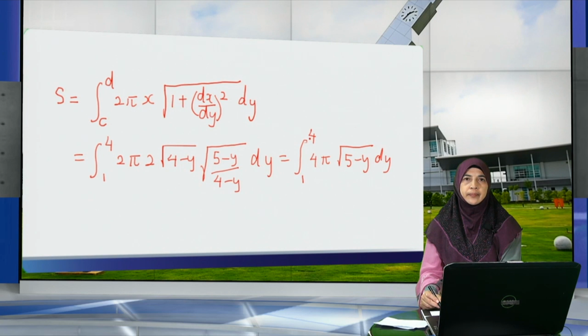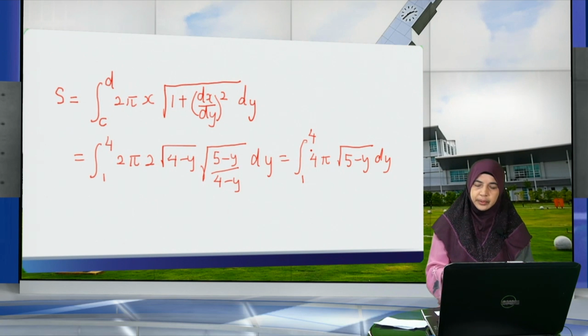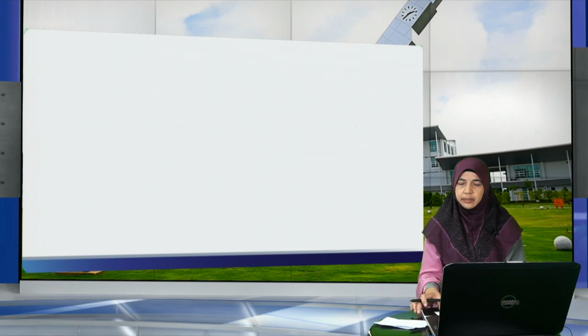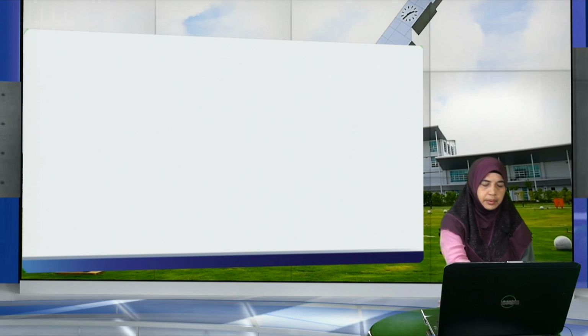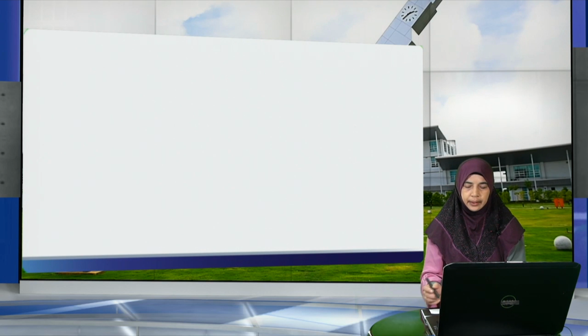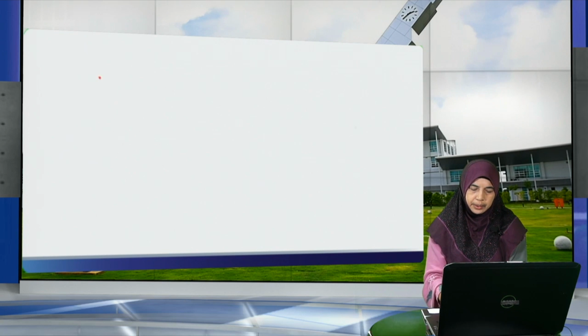Of course, we need to change the limit of integration. There are many methods of doing this. You can also change the limit of integration, but what I'm going to do now is just to integrate this without the limits. Then after that I will substitute the limits again. So we will integrate without the limit first.